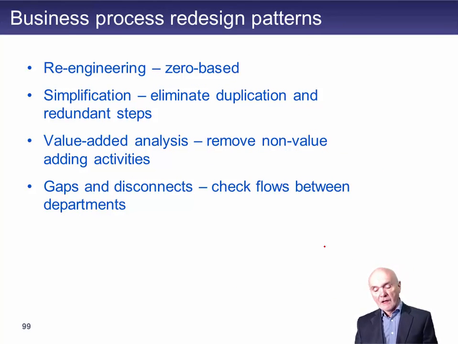How do we find what to change? What are the various methods maybe that we can try to use to see where changes should take place? And first of all, we can have what's called re-engineering, business process re-engineering, zero-based. And zero-based is really envisioning what the perfect organization would be. So knowing where we are now, ideally how would we organize the business?